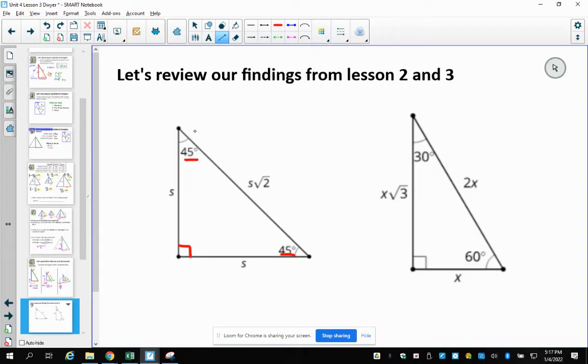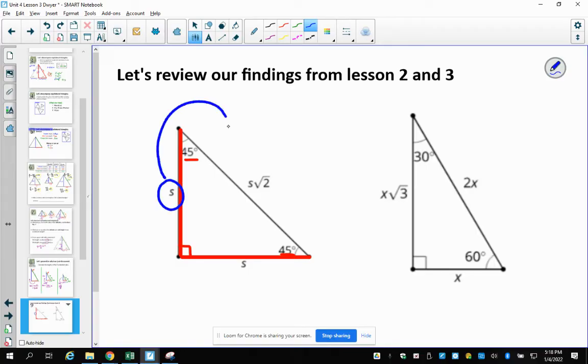And so your legs are always going to be the same. So these are the same length. And then the hypotenuse is square root of 2 times bigger. So if you have the legs, you multiply by the square root of 2 to get the hypotenuse. So we would take the side length and multiply by square root 2 to get the hypotenuse. If you have the hypotenuse and you want to get to the short leg, then you would divide by the square root of 2.